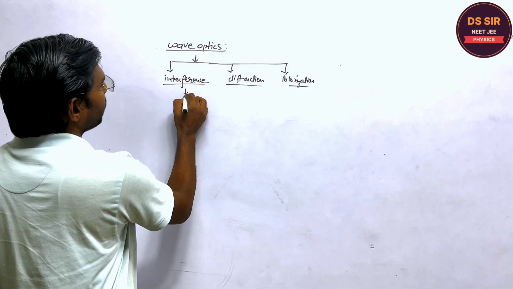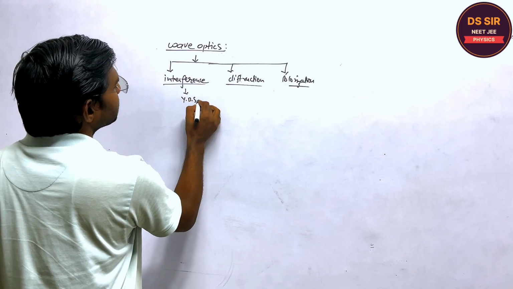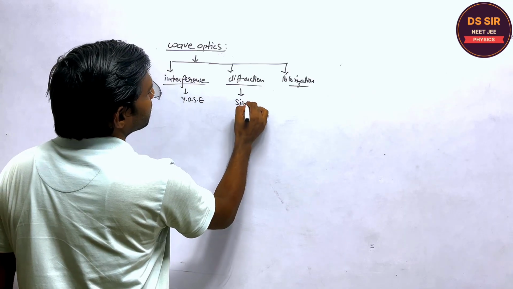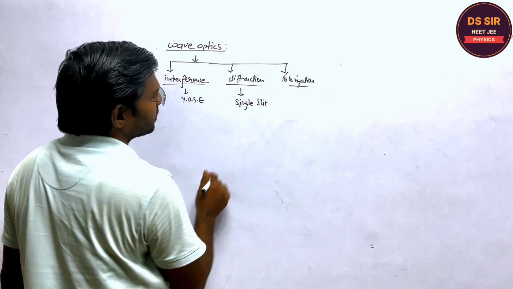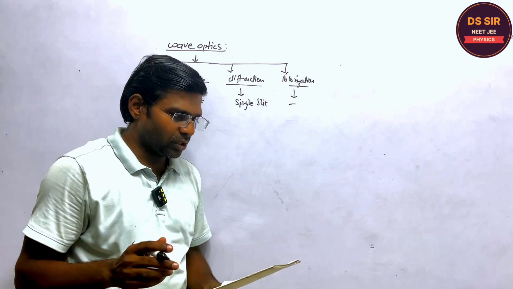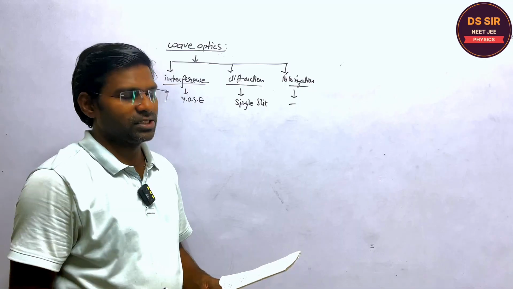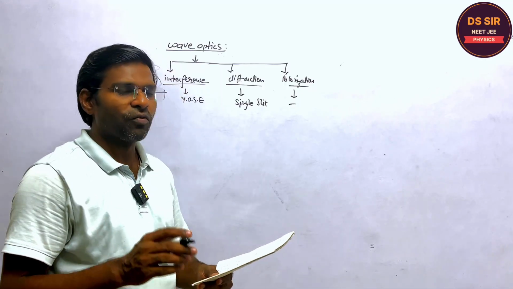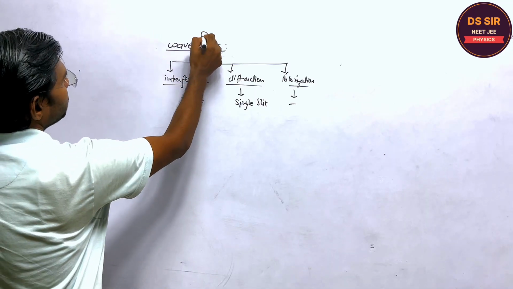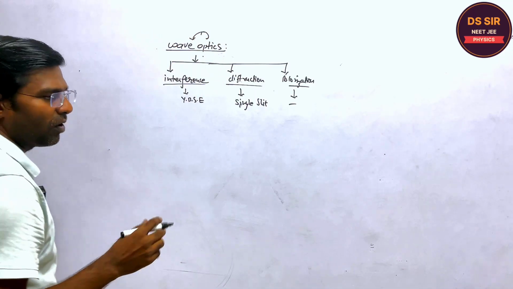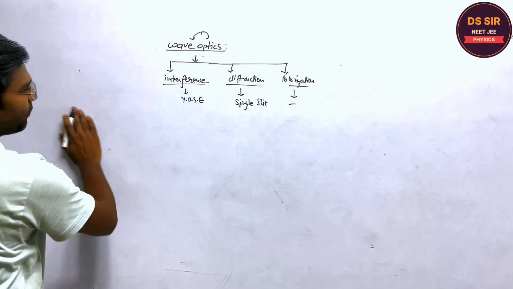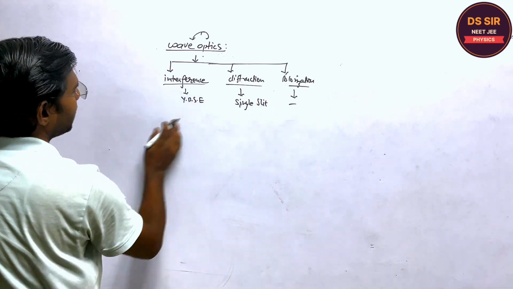In the interference, YDSE we will discuss. From the diffraction, single slit experiment, single slit diffraction, and the polarization we will discuss. All right. So this is a very important and very interesting chapter, which is based on the wave nature of light, right? Optics means light, and wave optics means the light acts as a wave for this chapter: YDSE, single slit, and polarization.